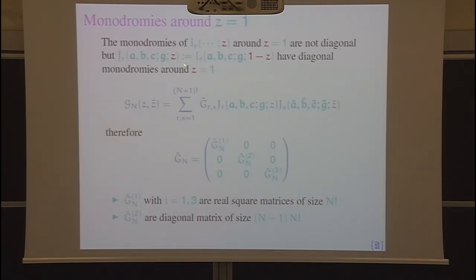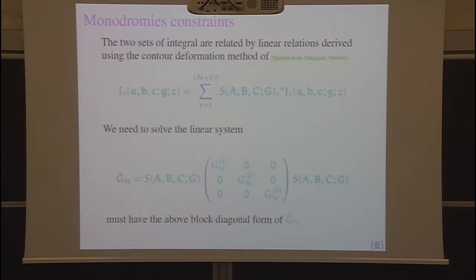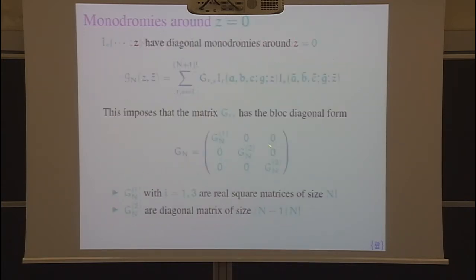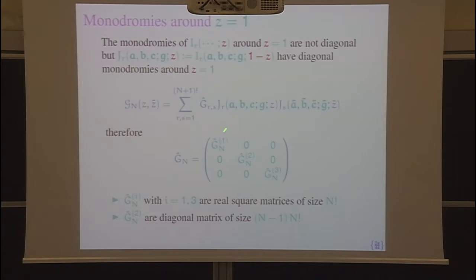So I just need to do a change of variable and look at the monodromy around z equal 1. I have this function that I call J, which is just the I evaluated at 1 minus z. Now these have block diagonal monodromies around z equal 1. The whole point is to just solve the system. Here I have a block diagonal monodromy at 0, and here I have the block diagonal monodromies around z equal 1, and I need to solve the system of linear equations so that I have no monodromies anywhere in the complex plane.